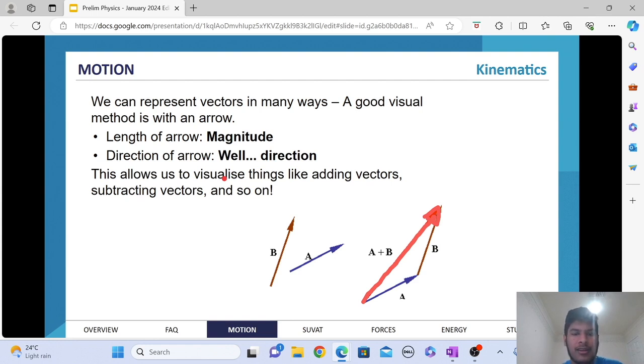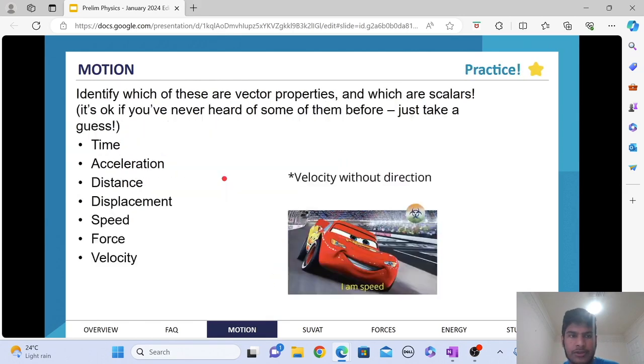But the key thing here is to note that many of the quantities that are dealt with in physics are vectors, and that's why we use this concept from maths called vectors in order to describe many of these concepts. Okay, so this is a little practice here.